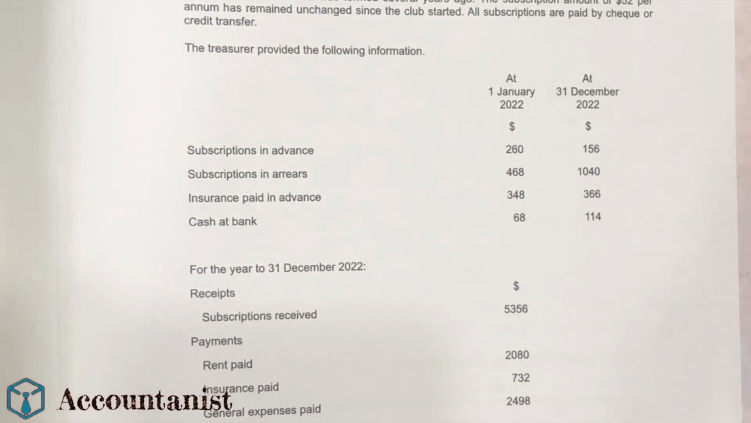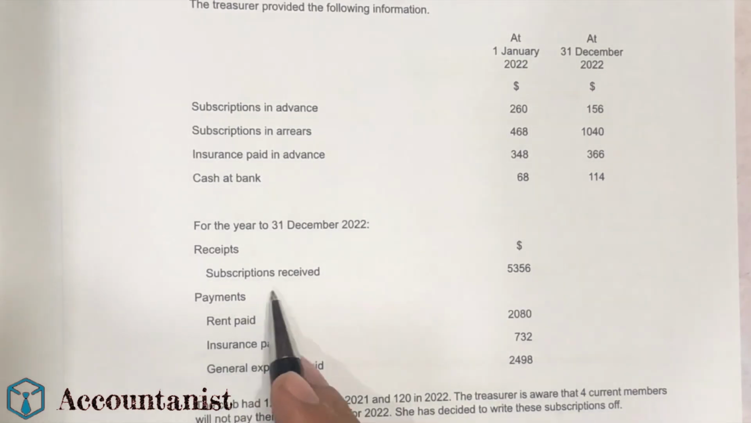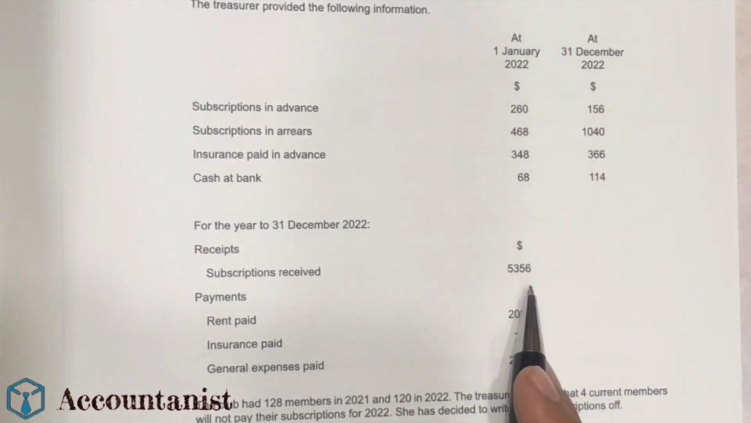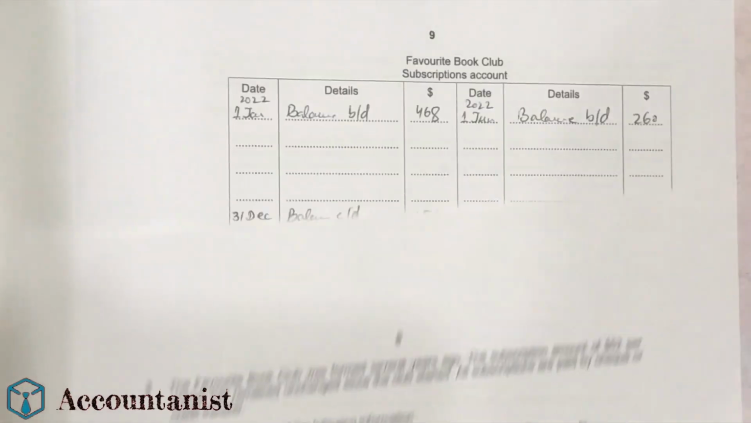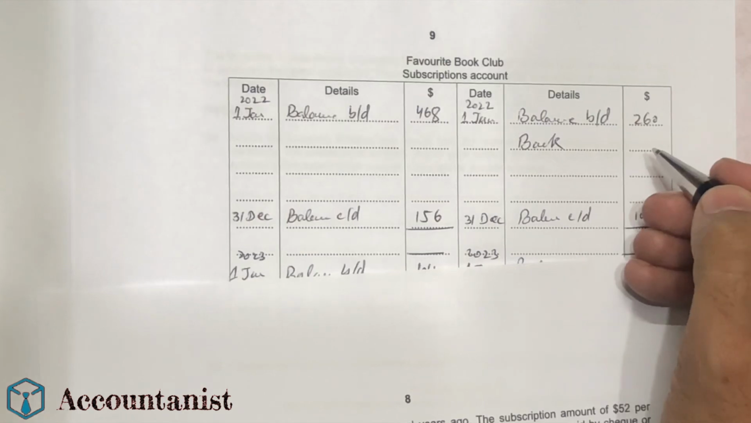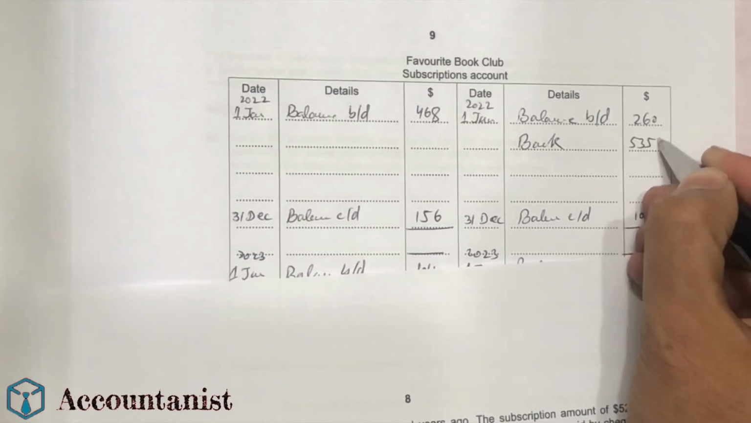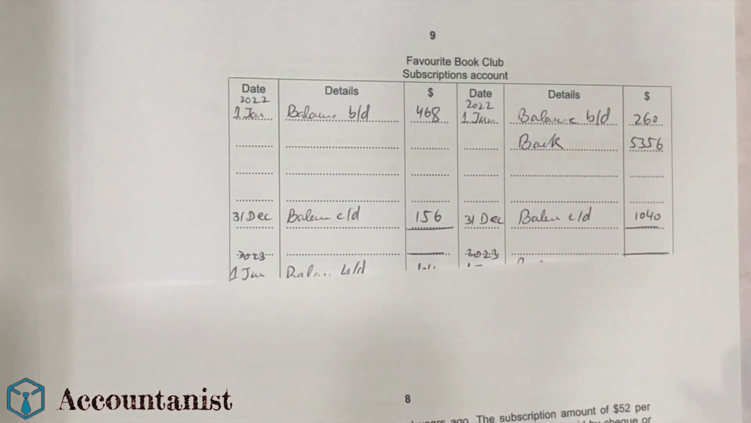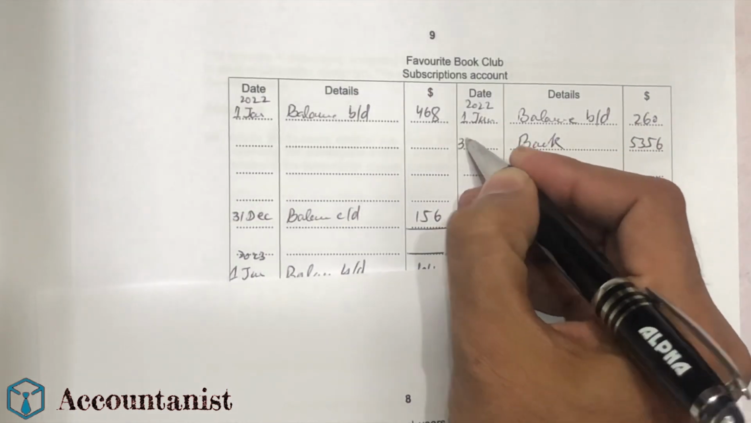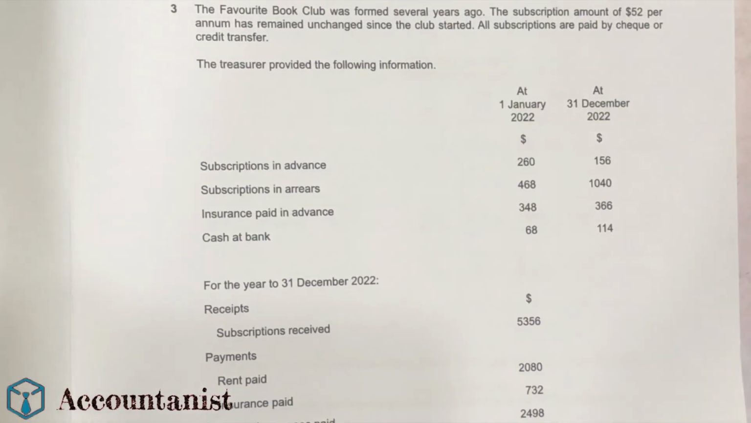So the next adjustment that we have is the subscription received amount that we have here is 5356. So we'll write down bank debit and subscription credit. So we'll write down here the bank 5356. So the date will be the 31st of December. So all of the other transactions we can write down with the 31st of December.